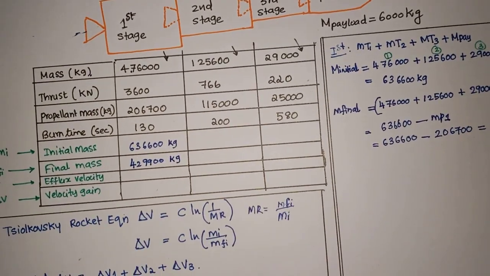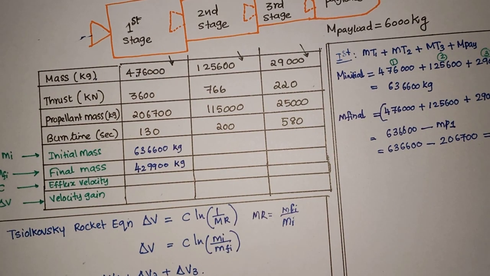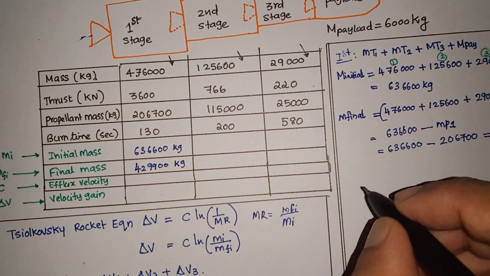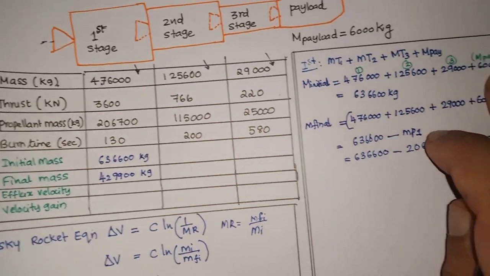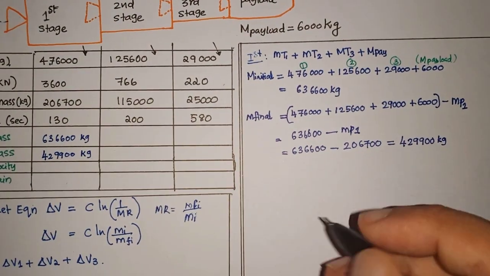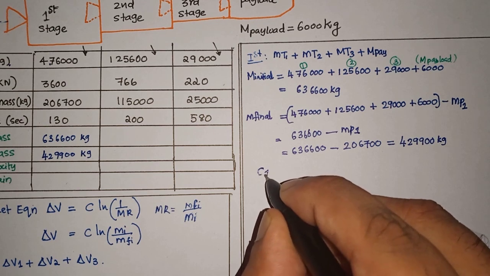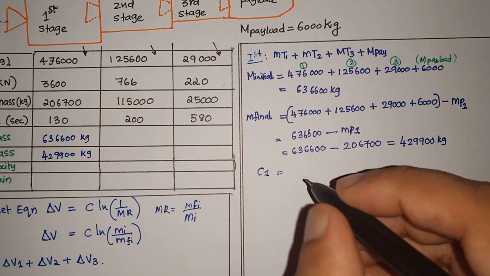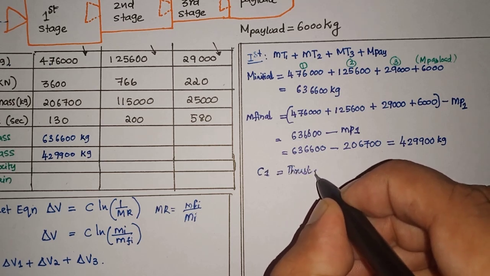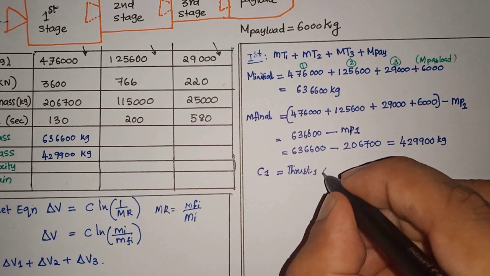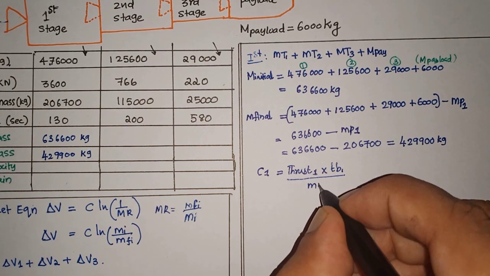And what is going to be the flux velocity for the first stage? It's simple. You know the formula of your flux velocity. Your flux velocity is basically the effective exhaust gas velocity, and for the first stage, C1 can be determined by the thrust of the first stage times the burn time of the first stage, divided by the propellant mass.